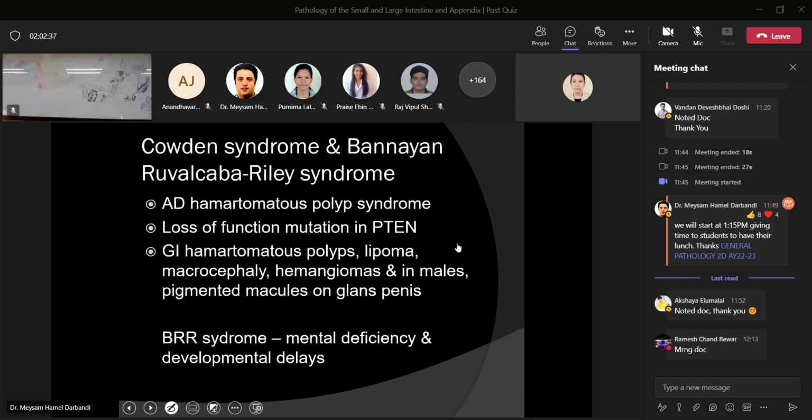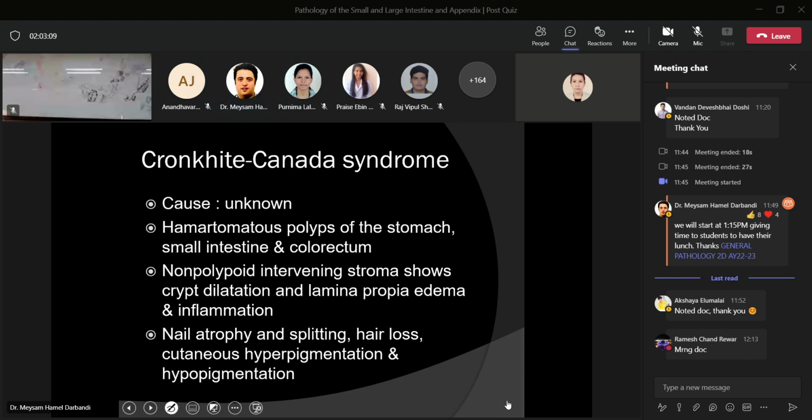Cowden syndrome, autosomal dominant, is also a hamartomatous polyp syndrome, with loss of function mutation in PTEN. It features GI hamartomatous polyps, lipoma, macrocephaly, hemangioma, and in males, pigmented macules on the glans of the penis. Bannayan-Riley-Ruvalcaba syndrome has mental deficiency and developmental delay as other characteristics. I don't know if they will ask these questions or not, but we should cover it anyway.